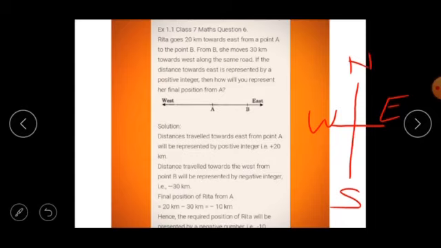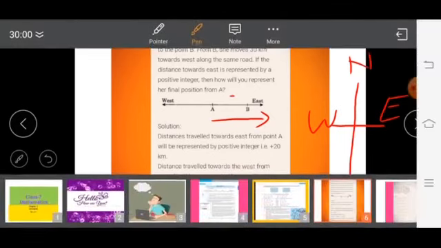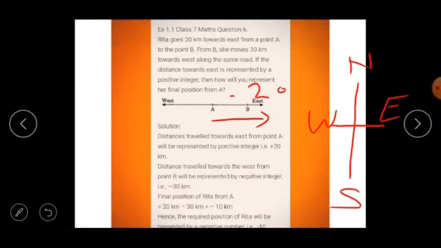As you can see here, Rita goes 20 kilometer toward east. It means Rita is going in this direction toward east, and she covers 20 kilometer. And as you can see here, she moves 30 kilometer toward the west. West is opposite to the east. So she moves from point B 30 kilometer toward west.